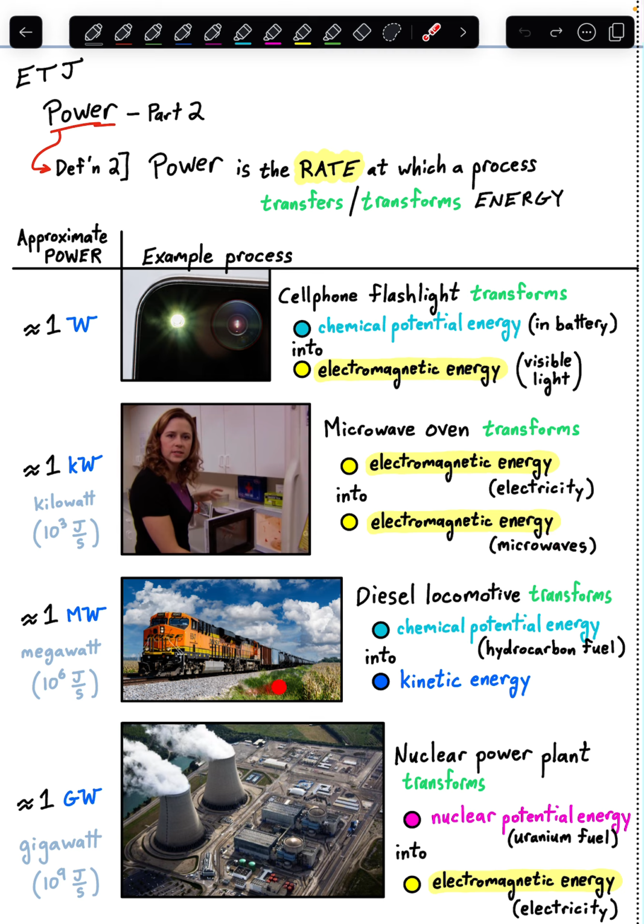Scaling up, a diesel locomotive is an engine that will transform chemical potential energy in its hydrocarbon fuel, its diesel fuel. Chemical potential energy stored in that fuel will get transformed into the kinetic energy of the moving train at a rate of about 1 million joules per second. That's about 1 megawatt, or several megawatts would be the power output of the diesel engines operating such a locomotive.